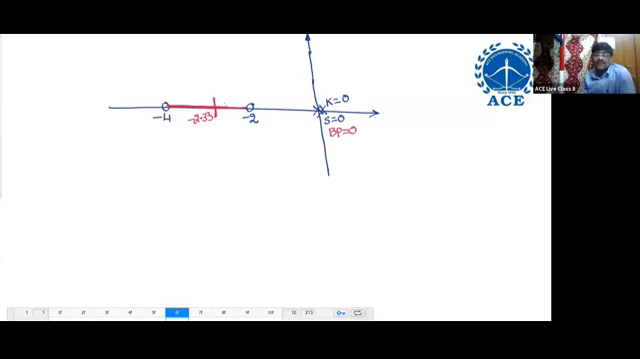-2.33. So now there are 2 poles as well as 2 zeros. Directly there are 2 poles and 2 zeros, that's why there are no asymptotes. Whenever the number of poles equals the number of zeros, we don't require any extra zeros at infinity. Poles equal to zeros means there are no more asymptotes, no extra zeros at infinity.